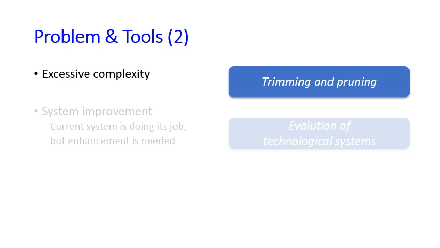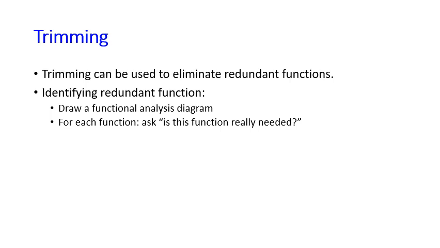Sometimes the problem lies in the fact that our system is too complex. So TRIZ suggests that we do trimming and pruning. Trimming can be used to eliminate redundant functions. To identify redundant functions, we can draw a functional analysis diagram, and for each function we ask, is this function really needed?